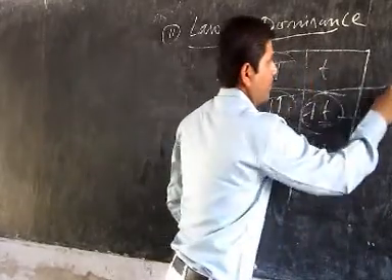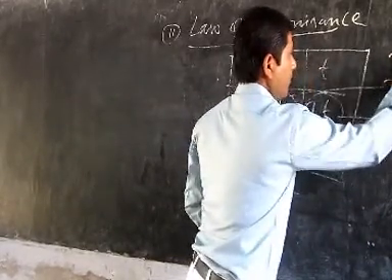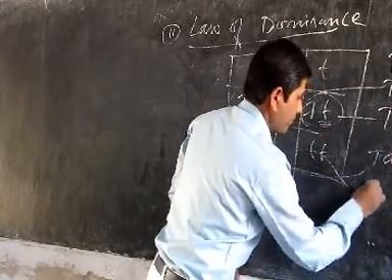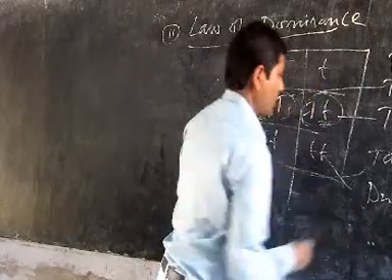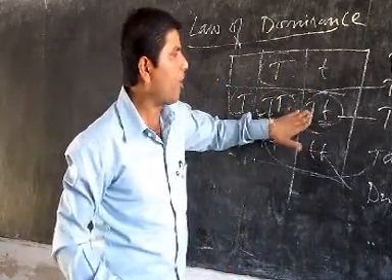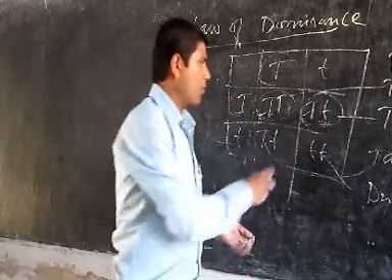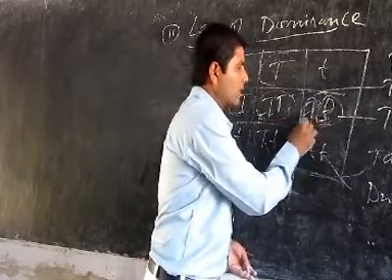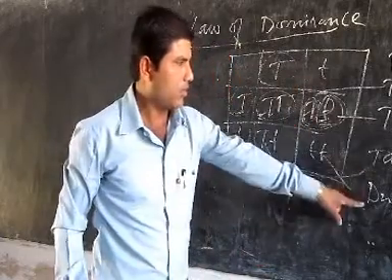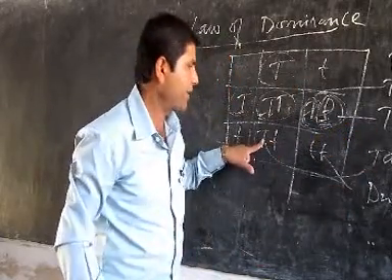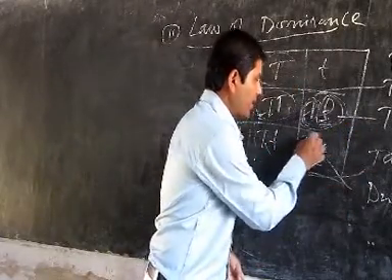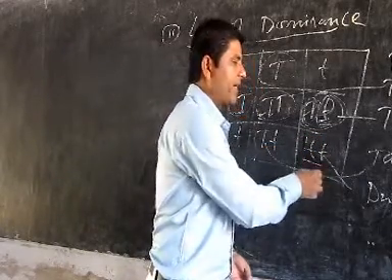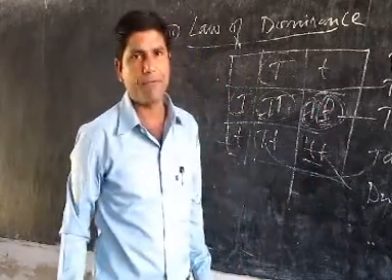This is tall. This is pure tall. This is tall. And this is dwarf. This capital T is dominant and small t is recessive. So this character is more effective and this is less effective. So the plant is tall and this plant is tall, and in this no capital T is there. So that means this small t is dominant and the plant is dwarf.